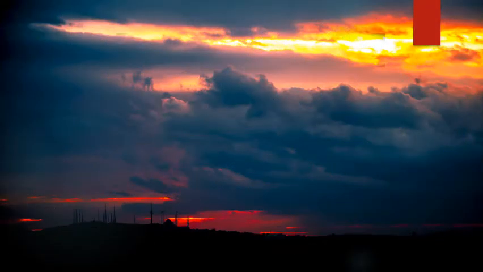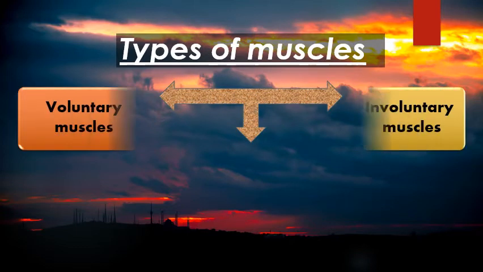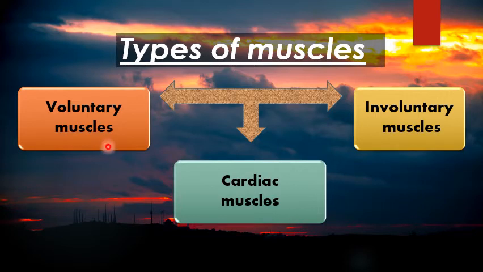There are three main types of muscles, and these types are voluntary muscles, involuntary muscles, and cardiac muscles. Okay, these are voluntary muscles, involuntary muscles, and cardiac muscles. Now we're going to discuss them one by one in detail.